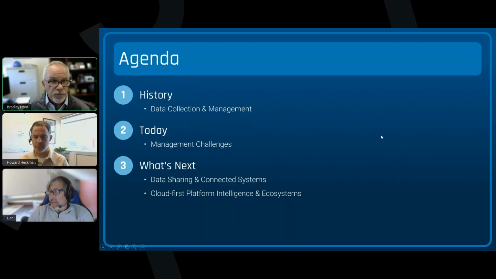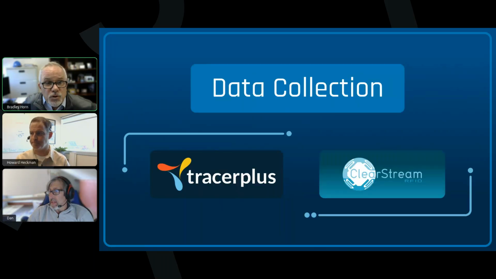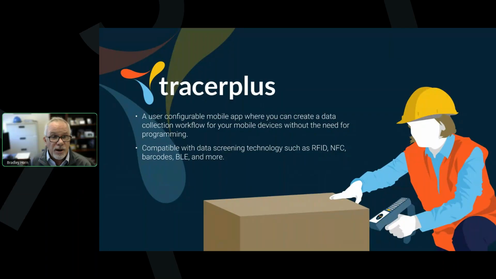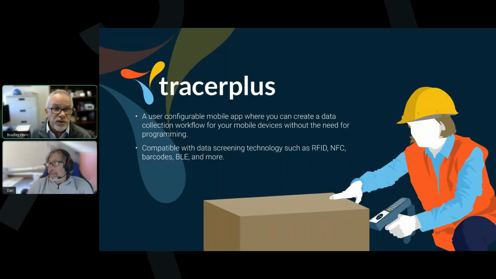So a little bit of the history first. For those that don't know, PTS has two main products. One, TracerPlus, the other is ClearStream. Next slide here. So TracerPlus has been around for 25 plus years. It started out as Tracer on the Palm OS, and it's a user configurable data collection tool.